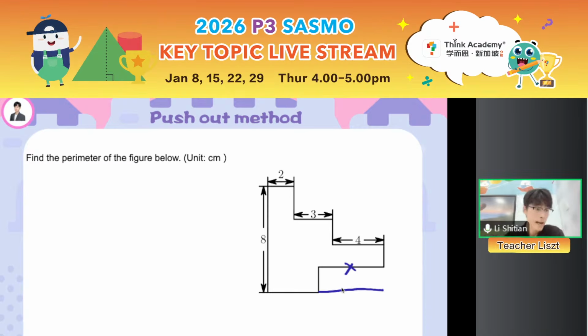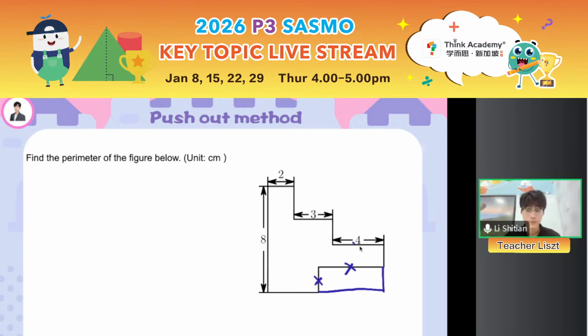Why? Because the goal of using the push-out method is to fill in all the gaps, right? So if I move this short line to the top, can I fill in the gaps? Actually not, right? So I want to move it to the bottom. And for this one, what about this short line? I need to move it to the right, right?